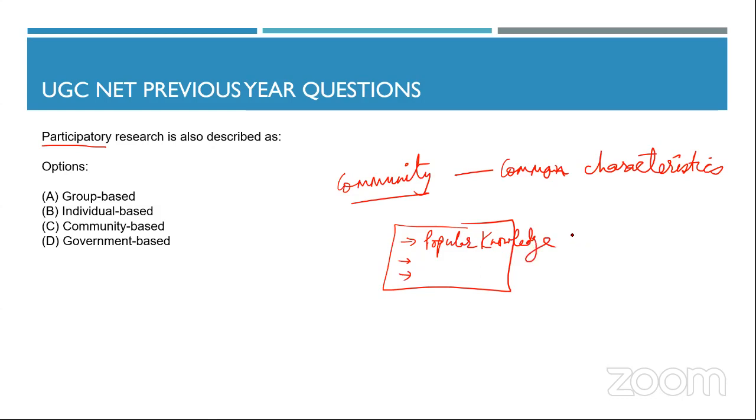So you basically engage the participants in your research. Engagement is there, empowerment is there, and sometimes you also educate in the whole process, saying we want to take some action, but we wanted to tell you these are the basic hygiene things. So participatory research is also described as community based. Therefore it is option C. Again, this question has been asked 2-3 times in the last 5 years. Not the most common research type question, but yes, it is asked 2-3 times.